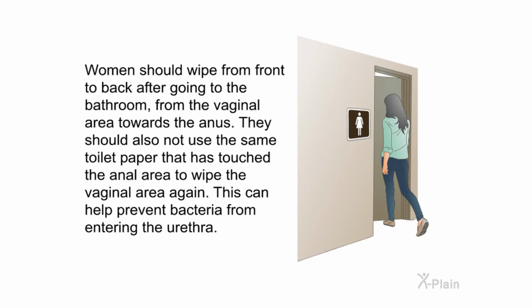Women should wipe from front to back after going to the bathroom, from the vaginal area towards the anus. They should also not use the same toilet paper that has touched the anal area to wipe the vaginal area again. This can help prevent bacteria from entering the urethra.